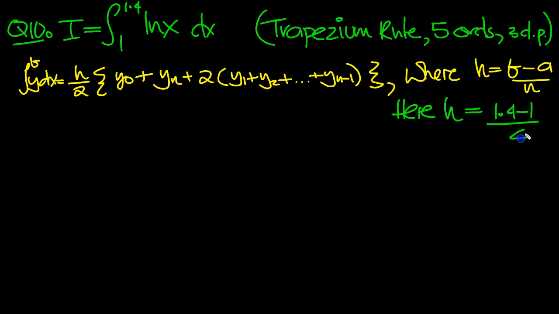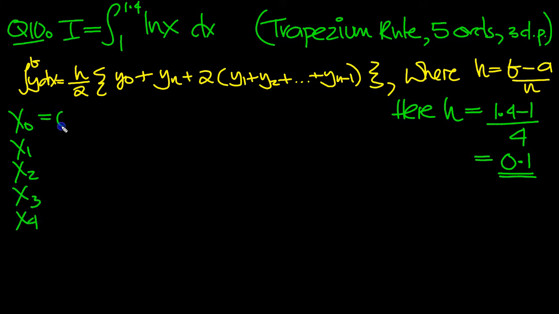5 ordinates means that there's 4 intervals. This is 0.4 on top, divided by 4 is 0.1. So there's h. So we've got 5 ordinates then, so let's start with x0 and go up to x4. And we start at 0, we finish at 1.4. There's 4 intervals, so they go up by 0.1s, don't they?